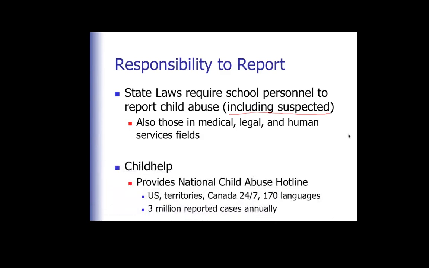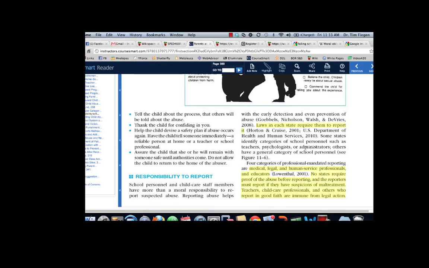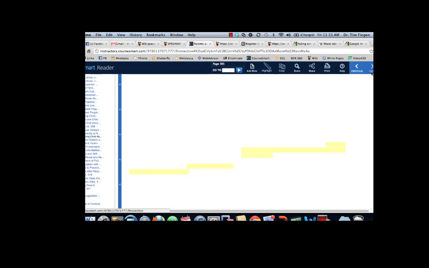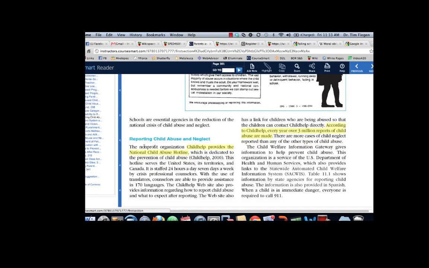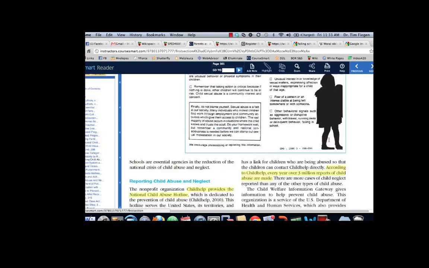And I think this is actually on the test, is about Child Help. It provides a national child abuse hotline, U.S. territories, 24/7, 170 languages. 3 million cases reported annually. That is just unbelievable. Child Help provides national child hotlines dedicated to child abuse. According to Child Help, 3 million reports of that.